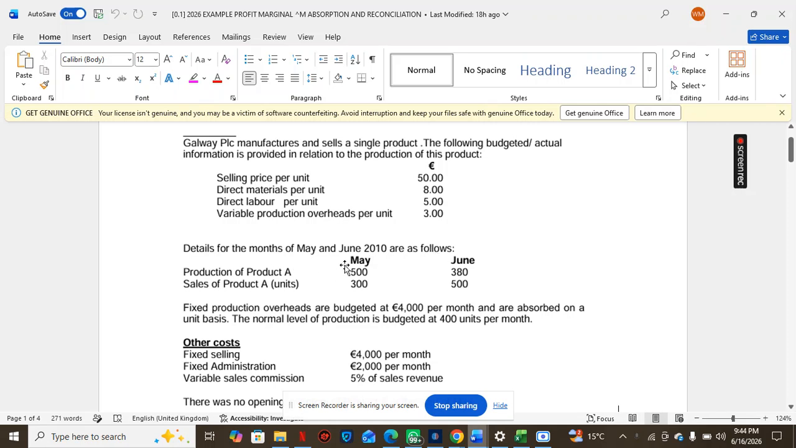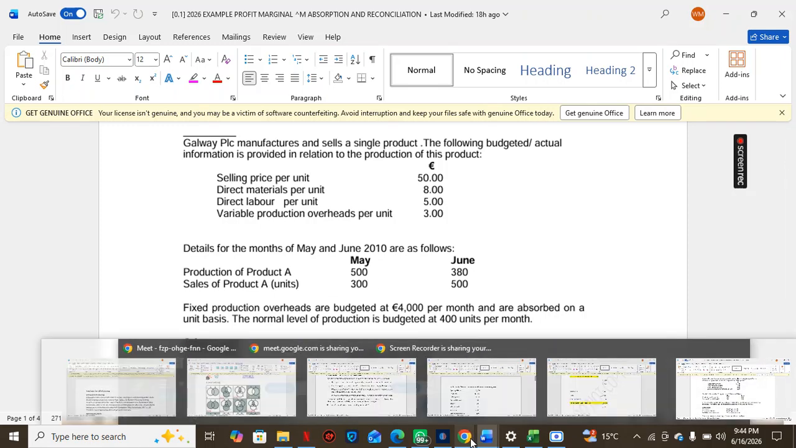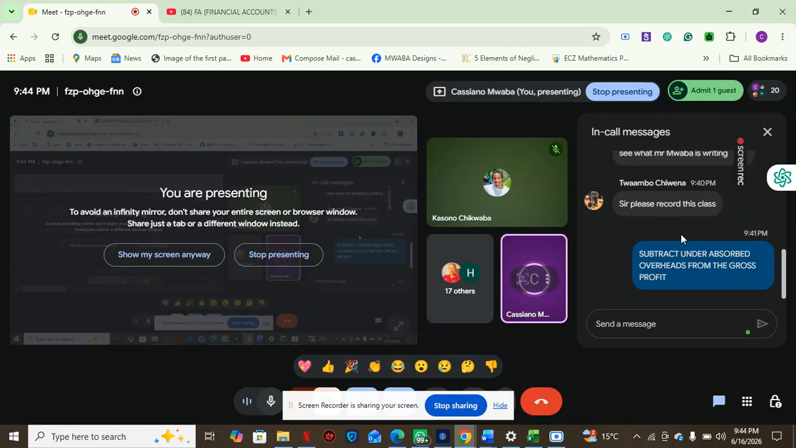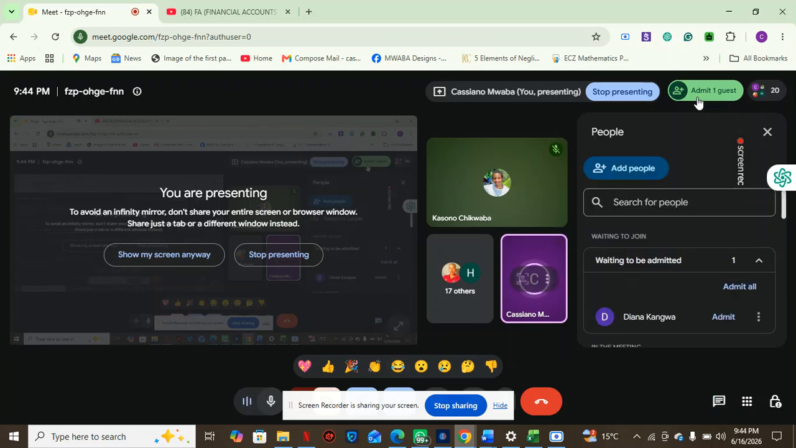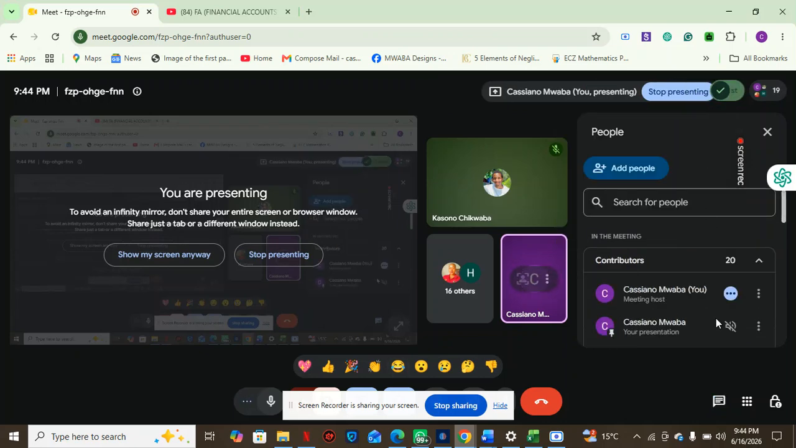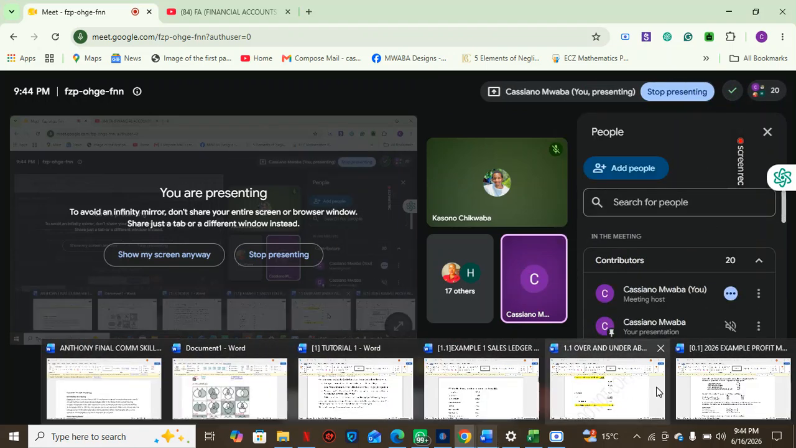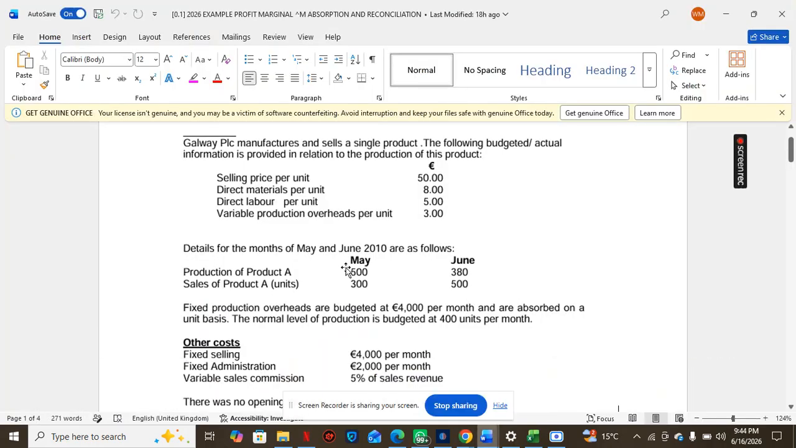In May, we are producing 500 units of product A, and we are selling 300 units of product A, because they'll usually give you two months. In June, we're producing 380 units of product A, and we're selling 500 units of product A.